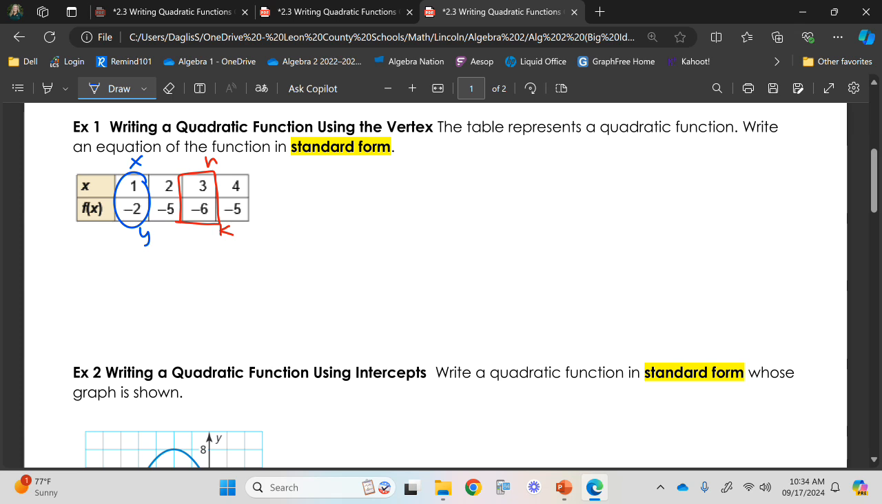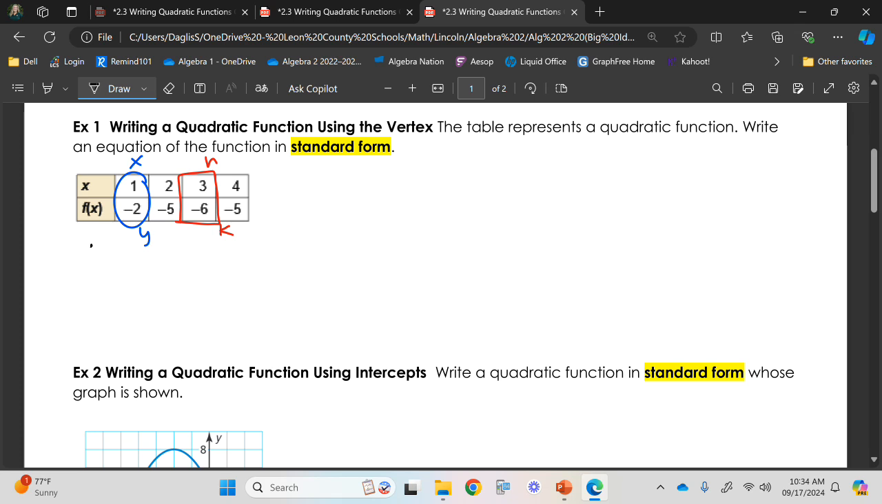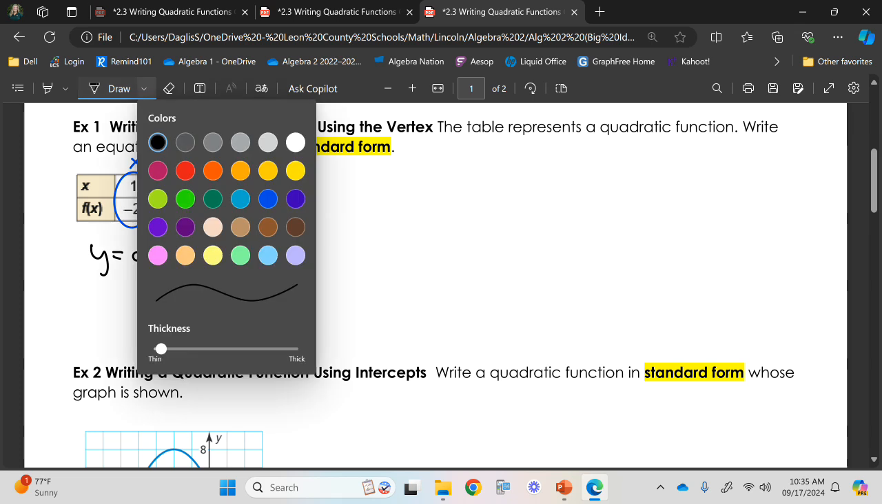All right, I have a vertex and I have a point. So we know we are going to be using vertex form. So y equals a times x minus h squared plus k. What am I going to use instead of y?